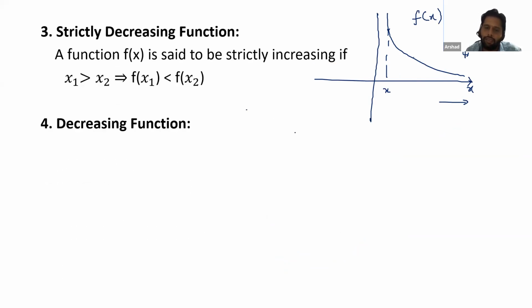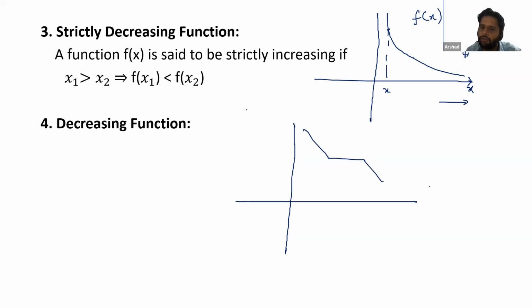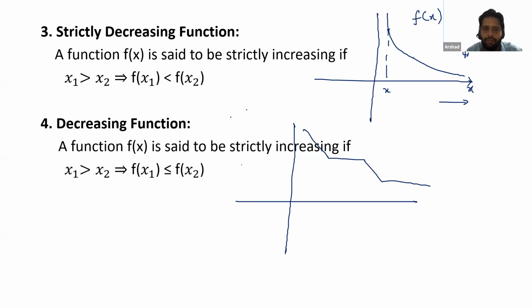The same thing with the decreasing function. For example, decreasing will be like this. It will decrease, become constant, again decrease, again become constant. Such types of functions are called decreasing functions. Hope this is clear to everyone, the difference between strictly increasing and strictly decreasing. And please check yesterday's recorded lectures, because we have done this topic in detail yesterday.